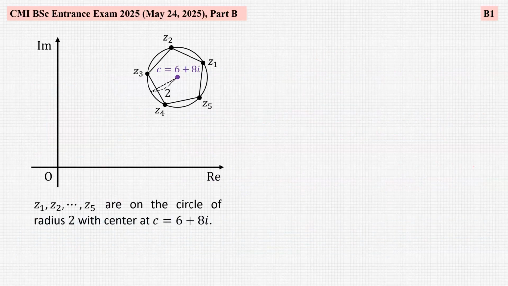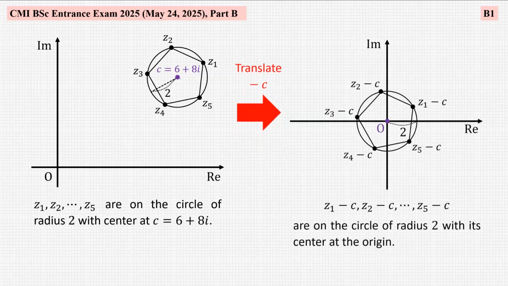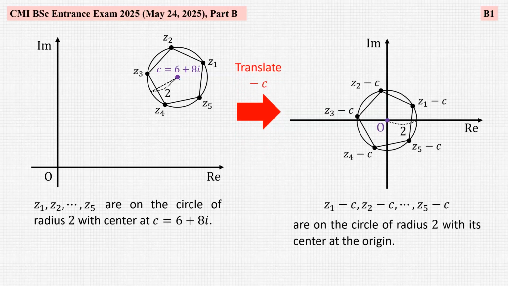But in our problem, the circle is not centered at the origin, but at a complex number c that is 6 plus 8i. In order to make the circle centered at the origin, we move this complex number c to the origin and move other points accordingly, which can be done by subtracting c from every complex number in the figure. Then we can find out that complex numbers z1 minus c, z2 minus c, z3 minus c, z4 minus c, and z5 minus c are on a circle of radius 2 with its center at the origin.